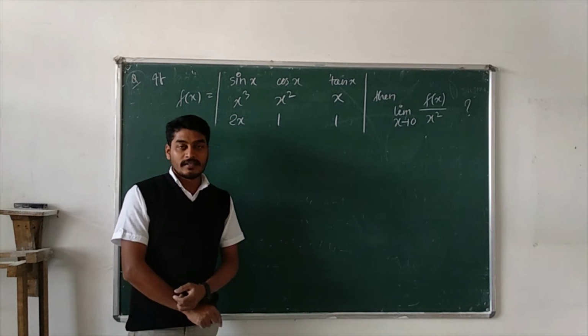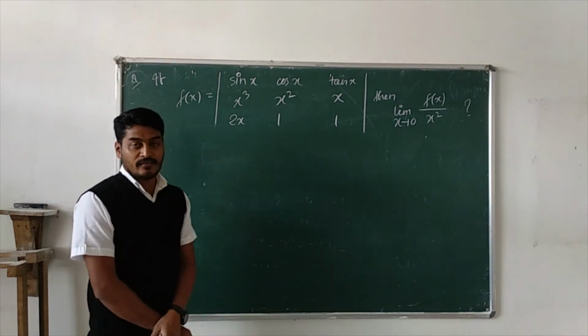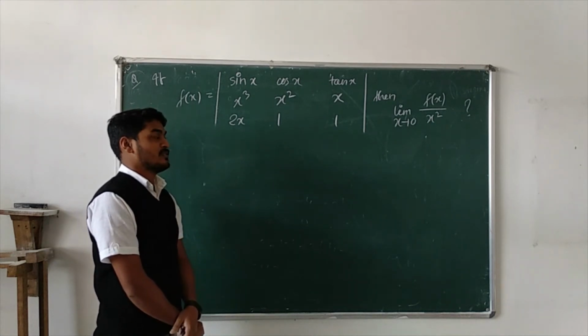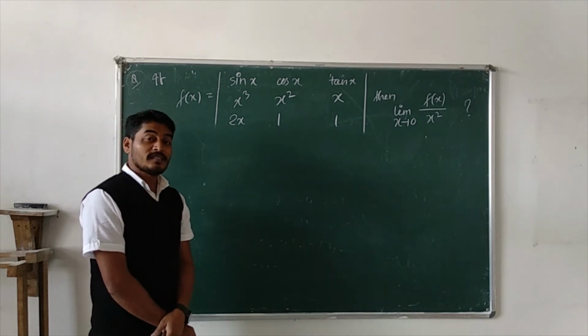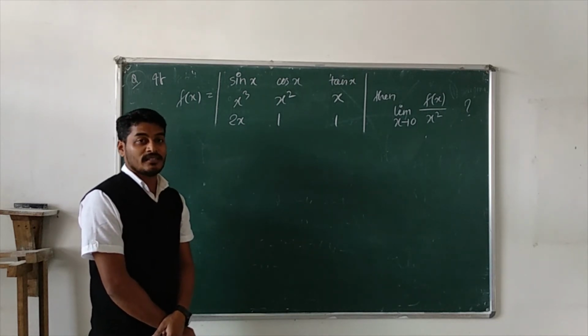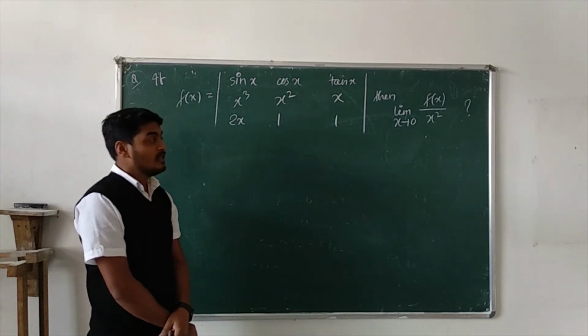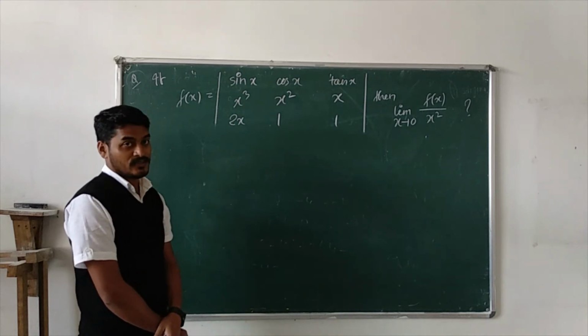So let's start another question. So the question is this one. A function f of x is given, where f of x is a determinant, and you have to find the limiting value of f of x by x squared as x tends to 0. So here determinants and limits are related to each other. We can easily relate limits and determinants. So how can we find the value of limit x tends to 0 of f of x by x squared?